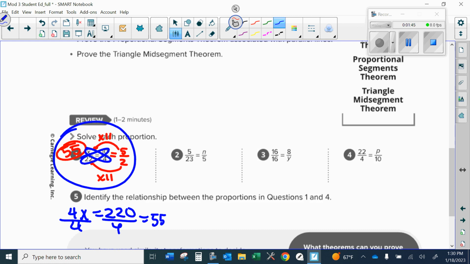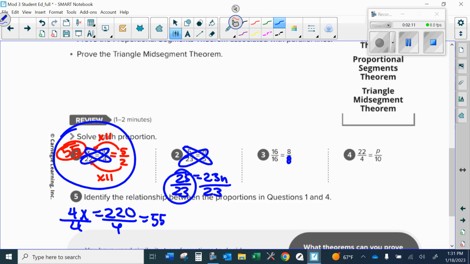Now, number 2, there is no reducing of 5 23rds, and 5 does not go into 23 evenly, so I do have to just cross multiply. So I get 25 equals 23n, and last step, divide by 23. And there's my answer. Number 3 should be easy. When I see 16 over 16, that's 1. So that's the exact same thing as 8 over 8, which is 1.